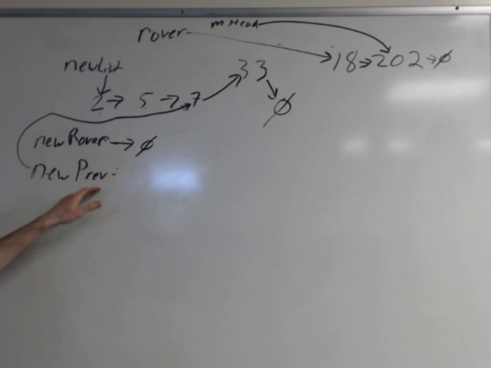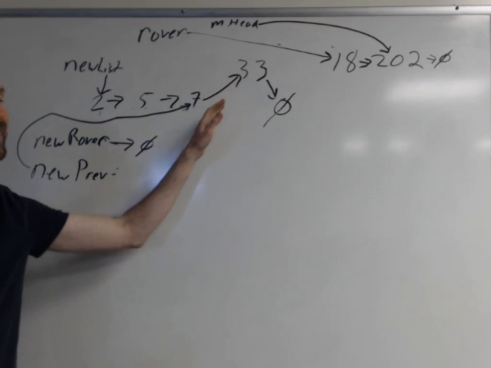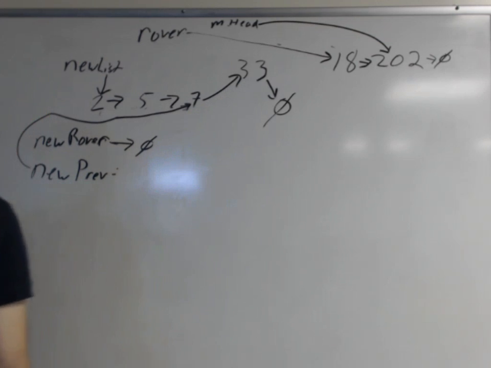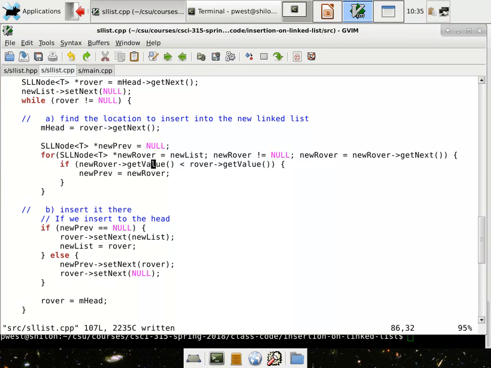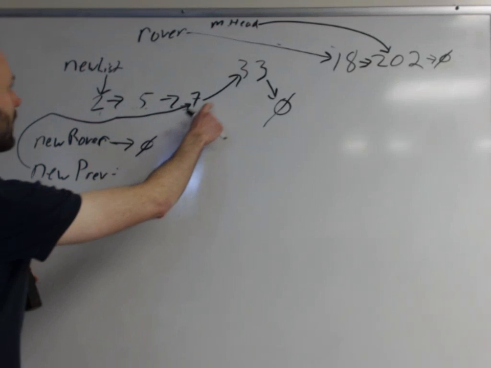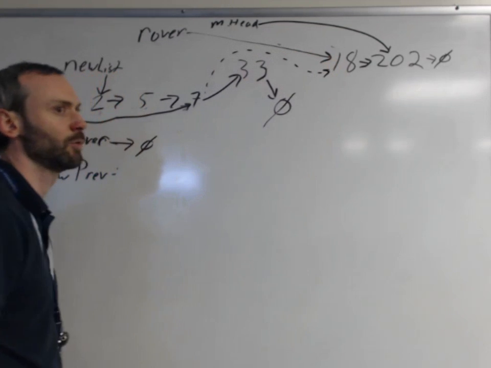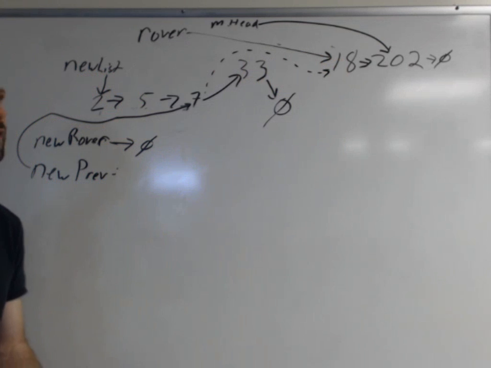So you see after that loop, new prev is pointing to the 7, and we've gone to the end of the loop, but we need to put the 18 between the 7 and the 33. Okay? All right. Everyone with me? Okay, good. So we go to the code, new prev equals null. That's not what's happening. New prev dash next equals rover. Well, hold on, here's the problem. Because if we do new prev dash next equal to rover, we would make that happen. Is that what we wanted? No.